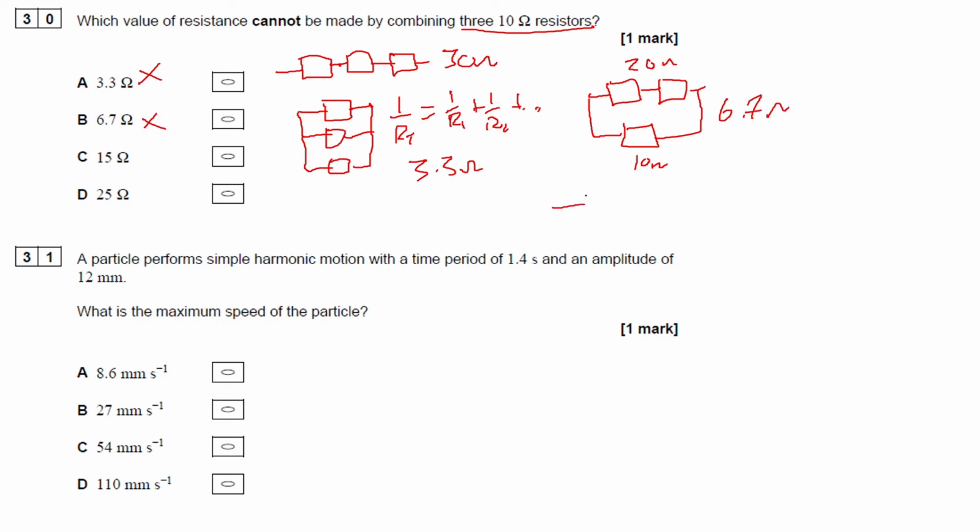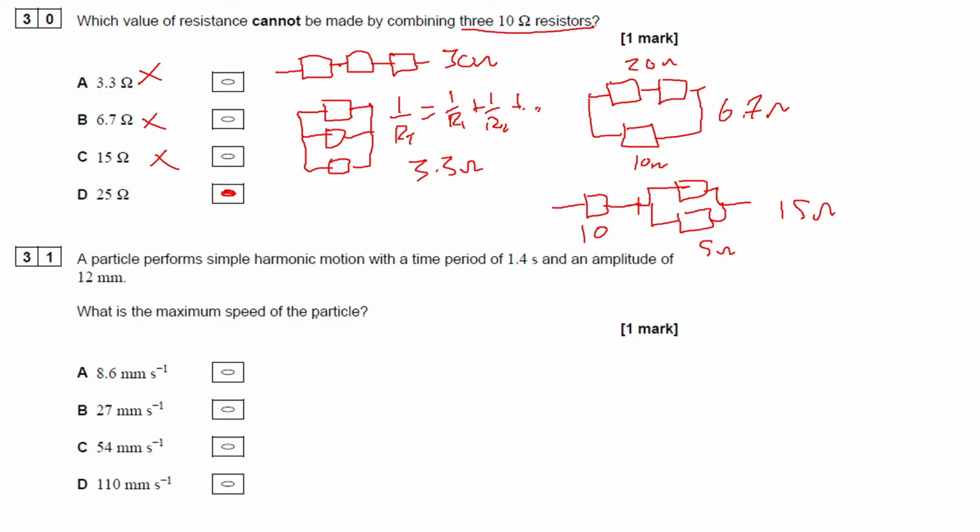Another combination I could do is possibly have 1 in series to begin with, but then the other 2 in parallel. Okay, so again, this one is 10 ohms. Combination of 2 10 ohm resistors in parallel is 5 ohms, so the total is 15 ohms. So therefore, C can't be the answer. So D is the only one that we're left with as the possible answer.